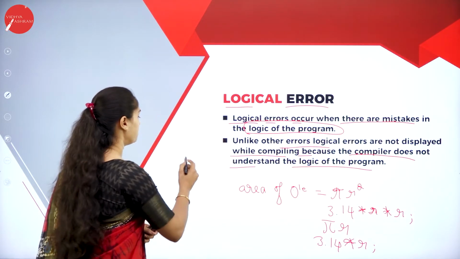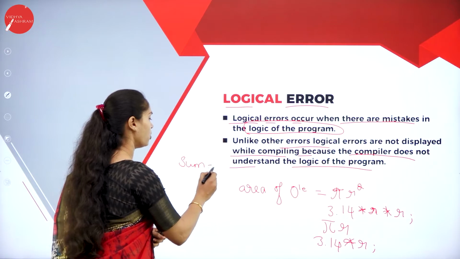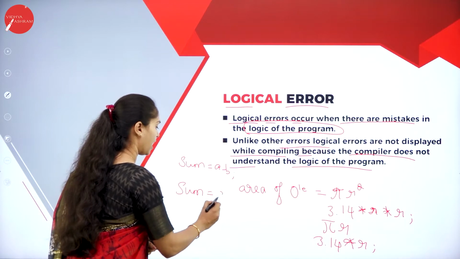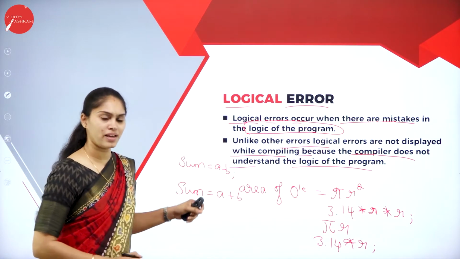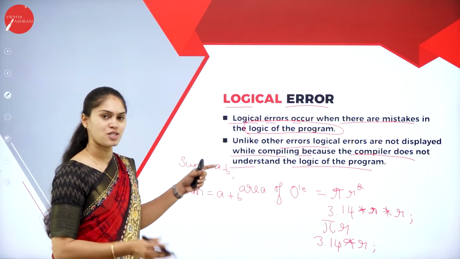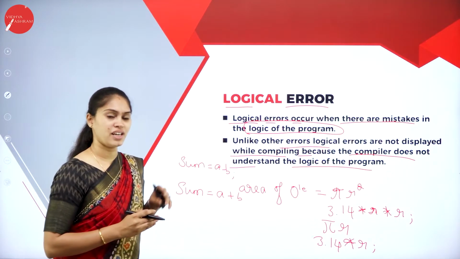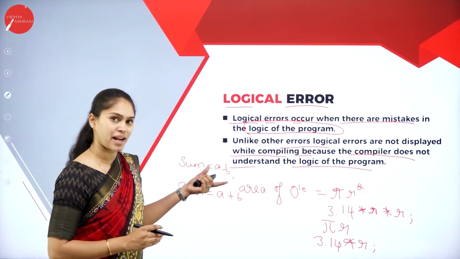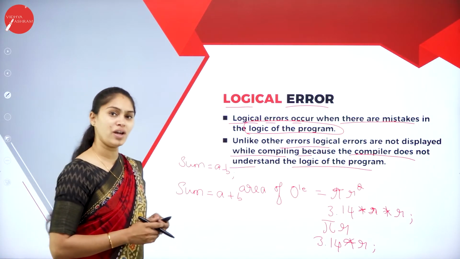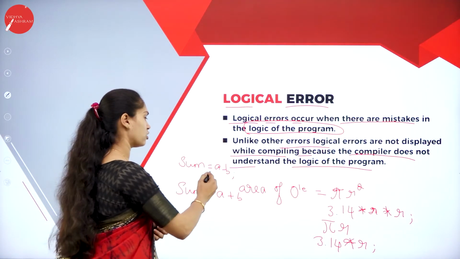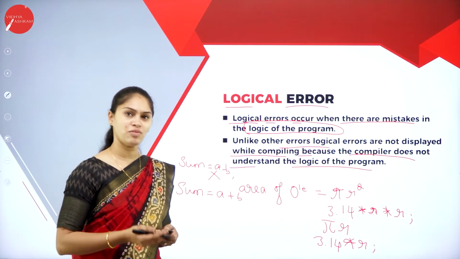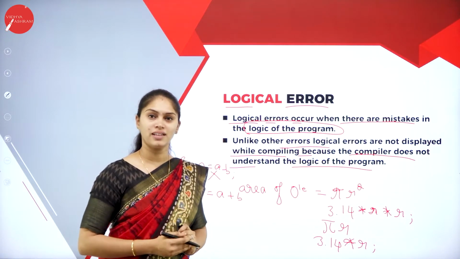For example, sum is equal to a minus b. Sum is equal to a plus b. Which is the proper usage of the statements here? Which is the proper usage of the logic? If it is sum, it must be addition. If it is subtraction, the subtraction symbol must be there. But here I am taking sum as a variable, but I am doing subtraction. Then this kind of error is known as what? Logical errors. So whatever terminologies we use must reflect in the program.